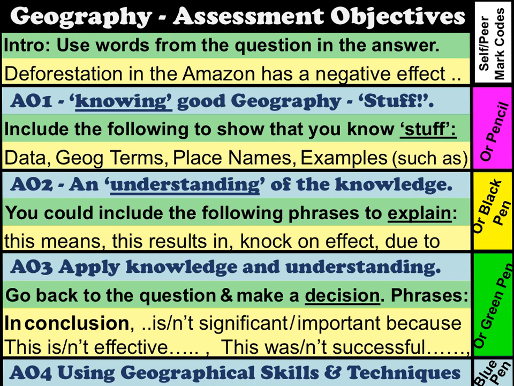So AO1: geography, data, place names, examples. AO2: use phrases like this means that, this results in, a knock-on effect of this is, due to. And AO3, as we said before, words like significant, important, effective, successful. Those are words that help you to make a decision.